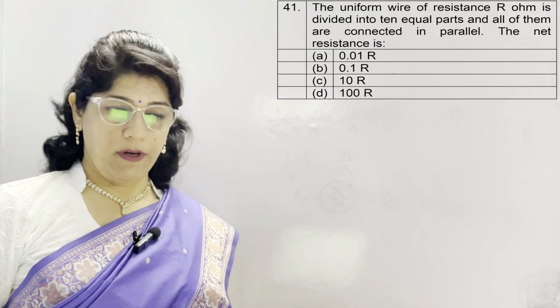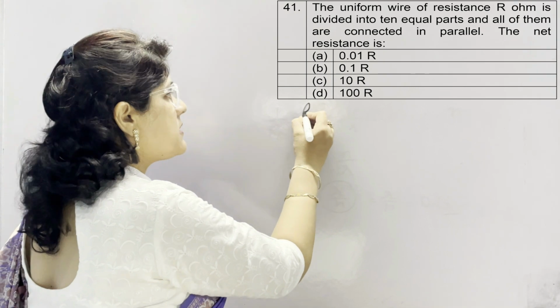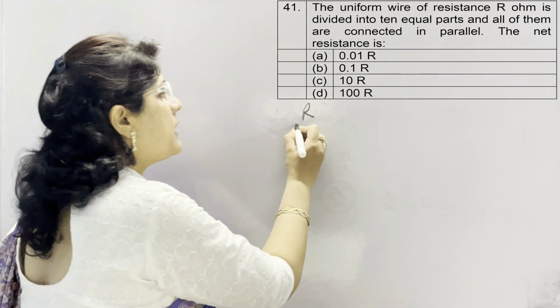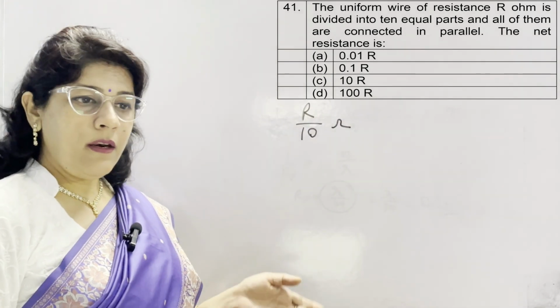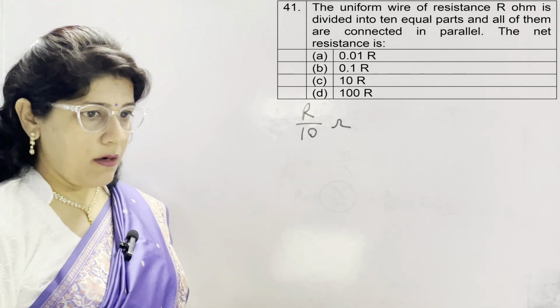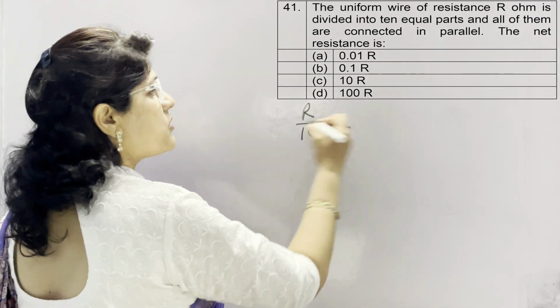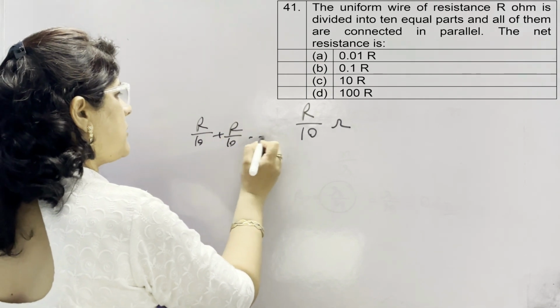In question number 41, the uniform wire of resistance R ohm is divided into 10 equal parts. It means the resistance of each part is R upon 10 ohm, and then all of these 10 equal parts are connected in parallel. The net resistance, if such 10 parts are connected, it means R upon 10 plus R upon 10 and so on.